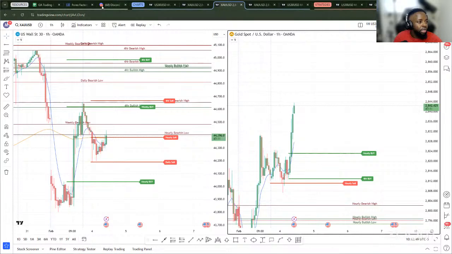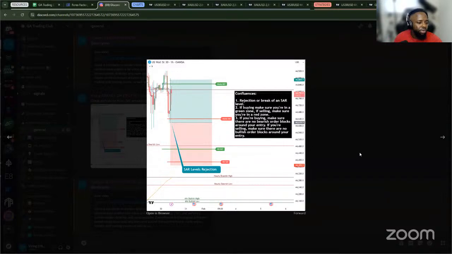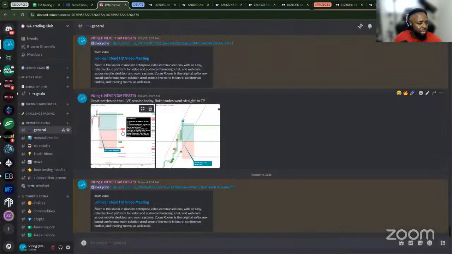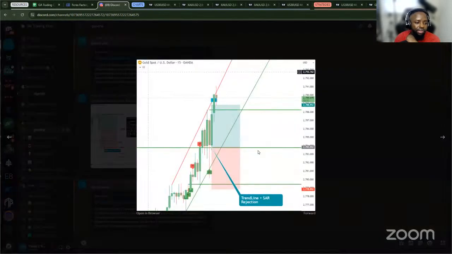But yeah, these were the trades from the last live session. We had two nice trades. I think this was Thursday, because on Friday my computer broke, so we didn't have a live session. But on Thursday, we had this big win on US 30. This came up literally before the live session, and then there was this gold entry. So these are the trend line and SAR rejection entries, which is exactly what I was looking at for US 30 when we had that signal.